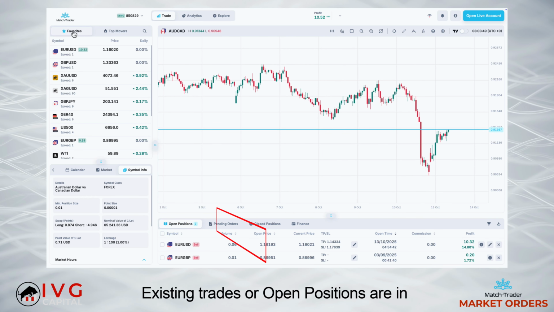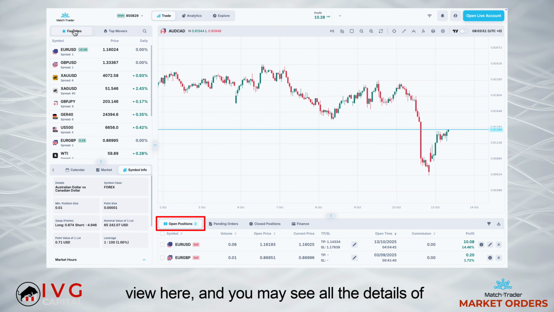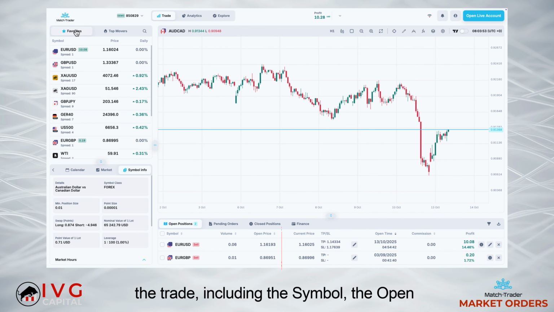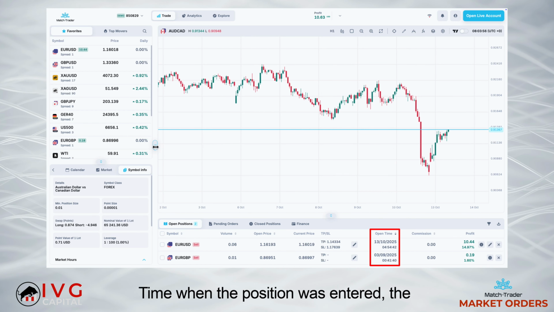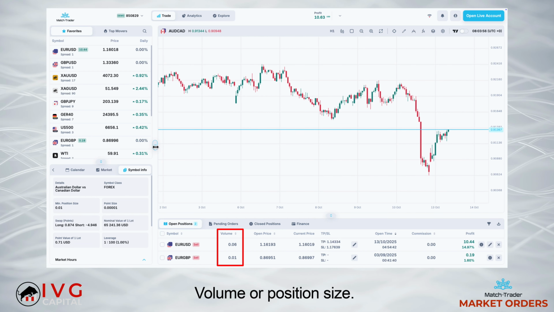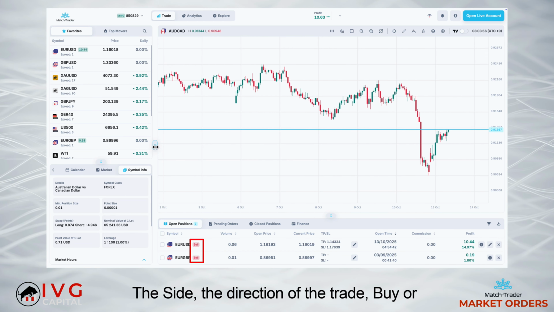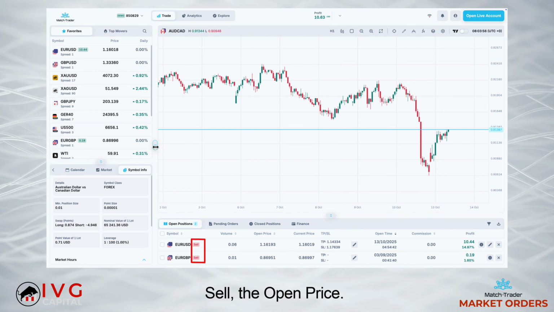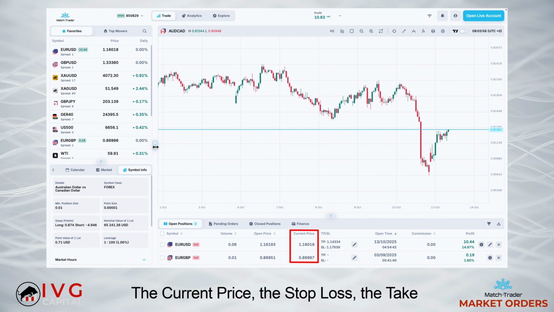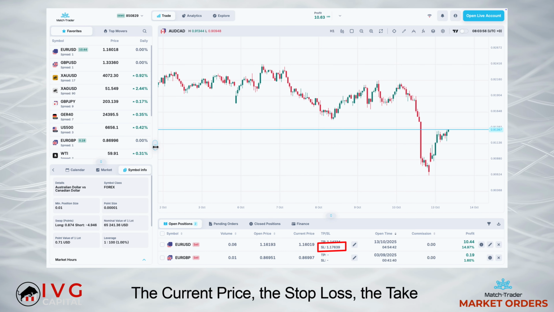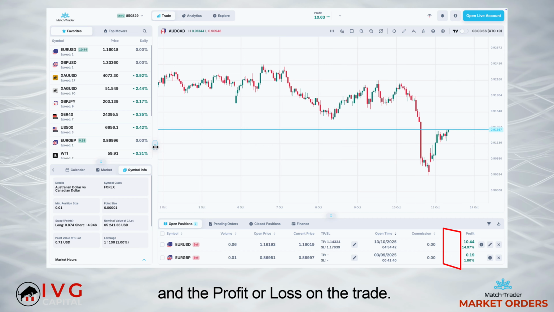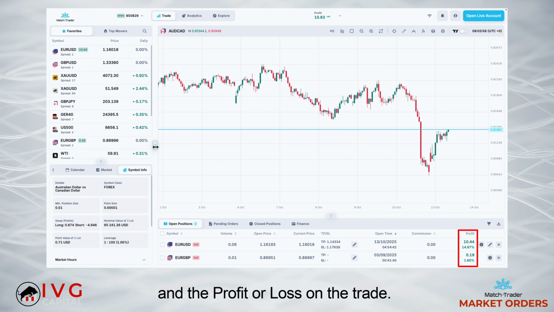Existing trades or open positions are in view here, and you may see all the details of the trade, including the symbol, the open time when the position was entered, the volume or position size, the side, the direction of the trade, buy or sell, the open price, the current price, the stop loss, the take profit, commission, and the profit or loss on the trade.